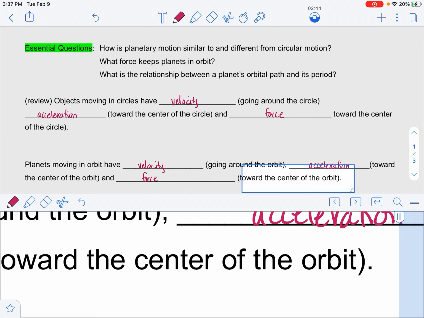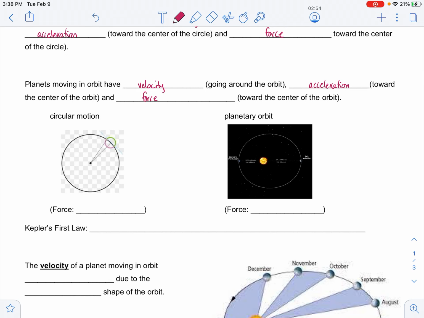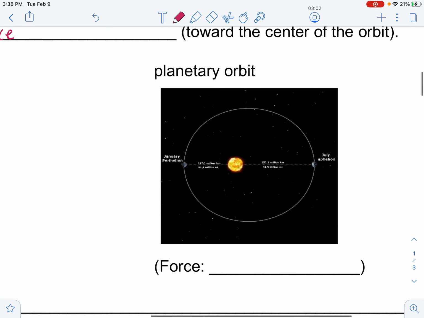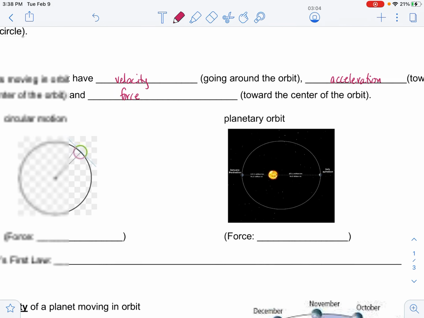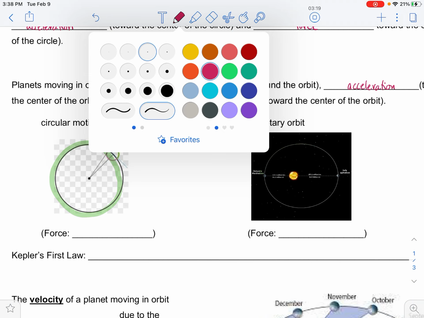So planets moving in orbit act a lot like objects moving in a circle on the Earth. There is, however, one really important difference. And so let's take a look at this, okay? So if you compare my object that's moving in circular motion with my planet that's going around the sun, what do you notice? What you should notice, or what I hoped you noticed, is that this is a circle, but this, oh, that doesn't show up very well, does it? Let me try something else.